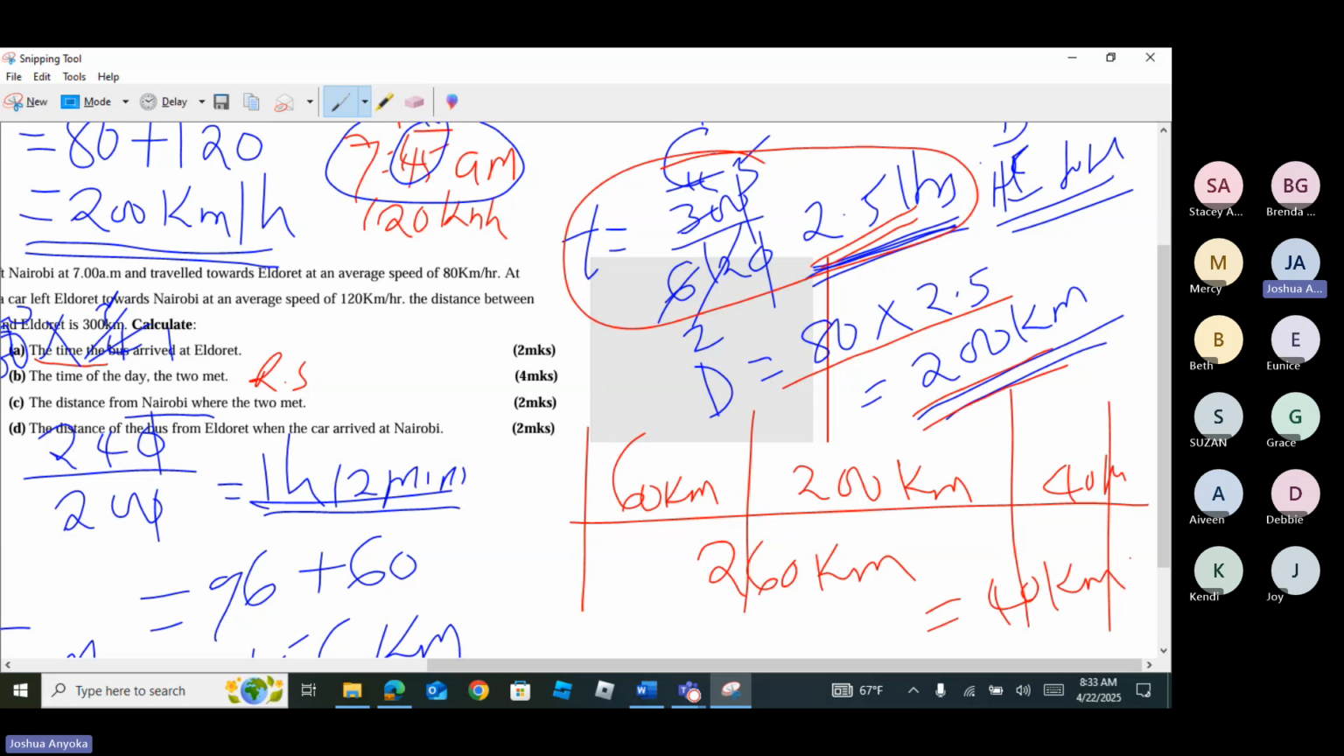We try to be realistic as much as we can. So in 45 minutes, we cover 60. Relative speed will come in. Then the car will start at 7:45. At 7:45, already the bus has covered some distance. So the 2.5 hours will be catered for by 200 kilometers. But already we had the 60 kilometers. So it is 40 kilometers that will be remaining for the bus to cover to arrive in Eldoret. That's how we can address this question.